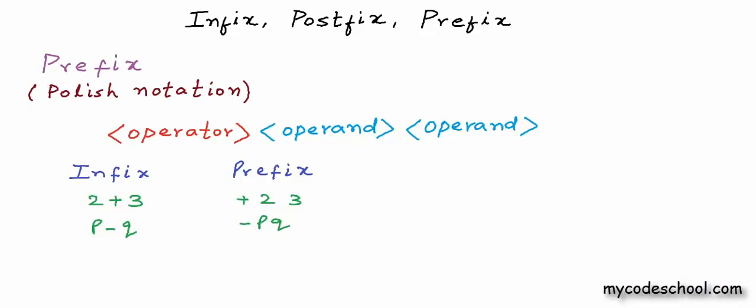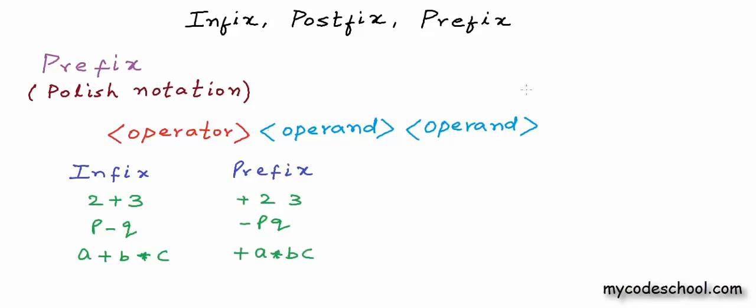Once again, just like infix notation, an operand in prefix notation doesn't always have to be a constant or variable. An operand can be a complex prefix expression itself. This expression a plus b asterisk c in infix form will be written like this in prefix form.